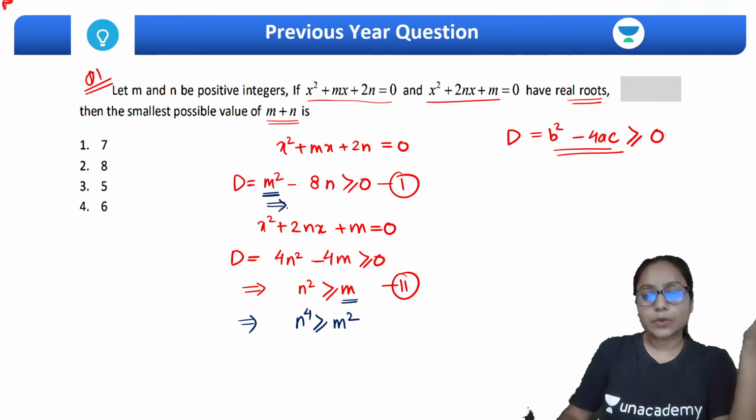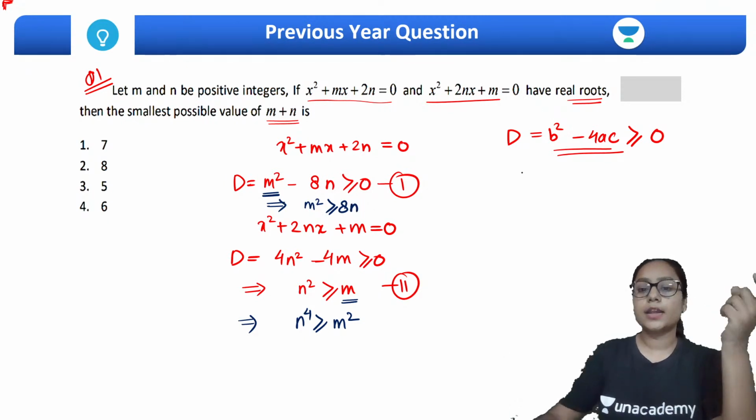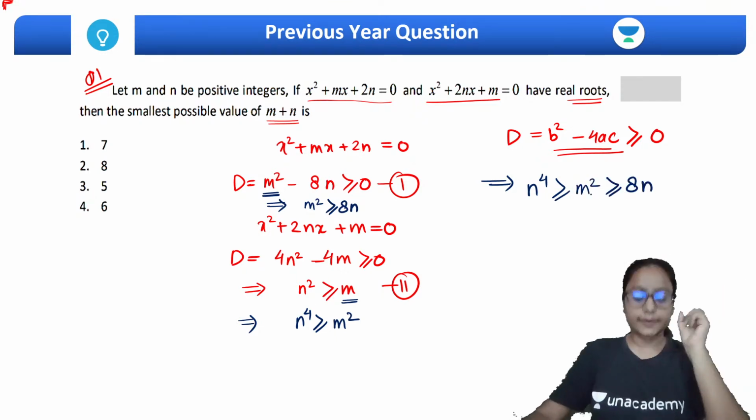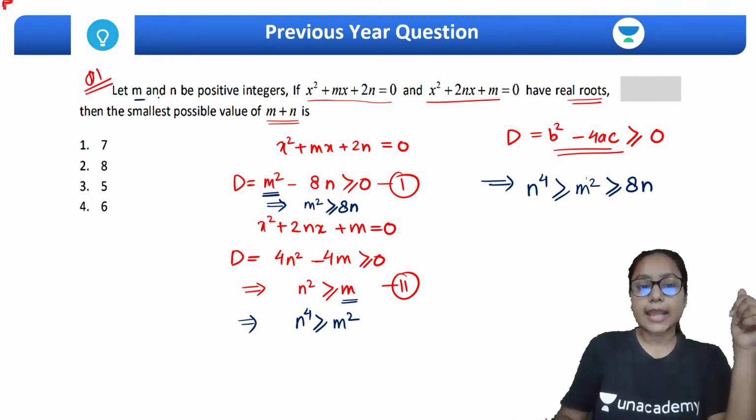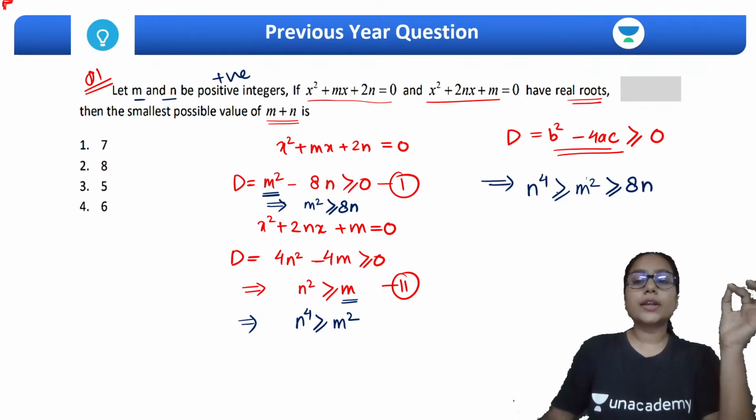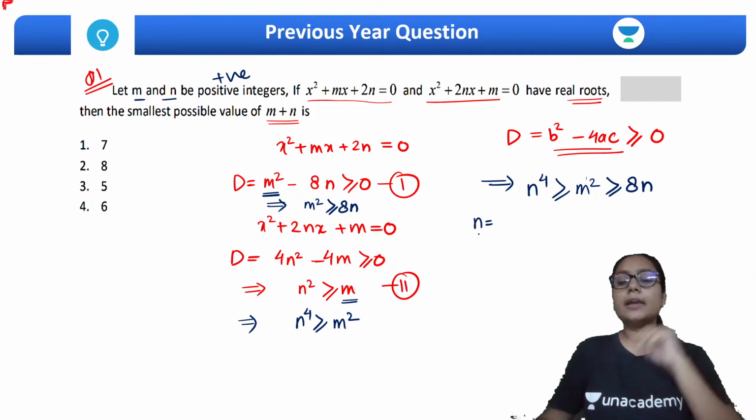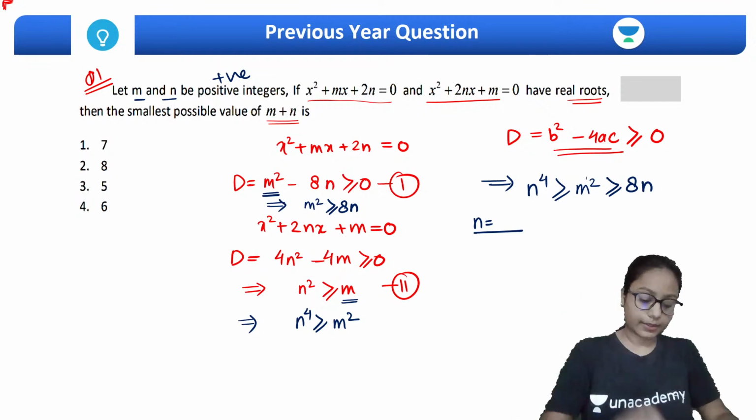And from the first inequality, I can write m square is greater than or equal to 8n. So finally, I have n raised to the power 4 is greater than or equal to m square is greater than or equal to 8n. Now, in the question, it is given that m and n are positive integers. So what is the smallest possible value you can take for n? Think about it.